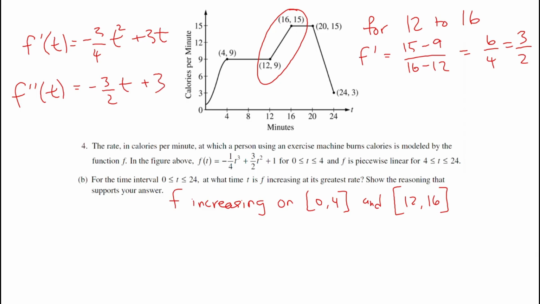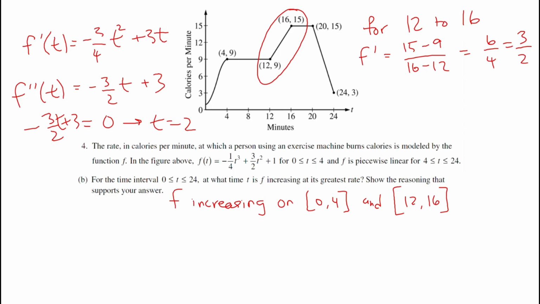And so to figure out when we're at a maximum, we need to set this equal to 0. So negative 3/2 t plus 3 equal to 0. And if you solve that, you end up getting t equals 2, right? Subtract 3 and then multiply by 2 and divide by negative 3 just gives you t equals 2. And so that's when we're going to have a maximum or a minimum potentially on this interval.